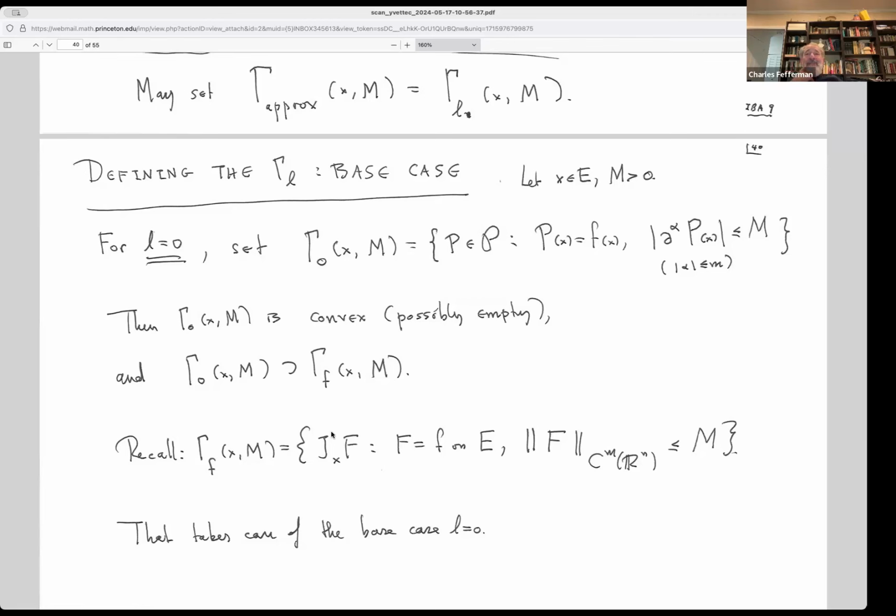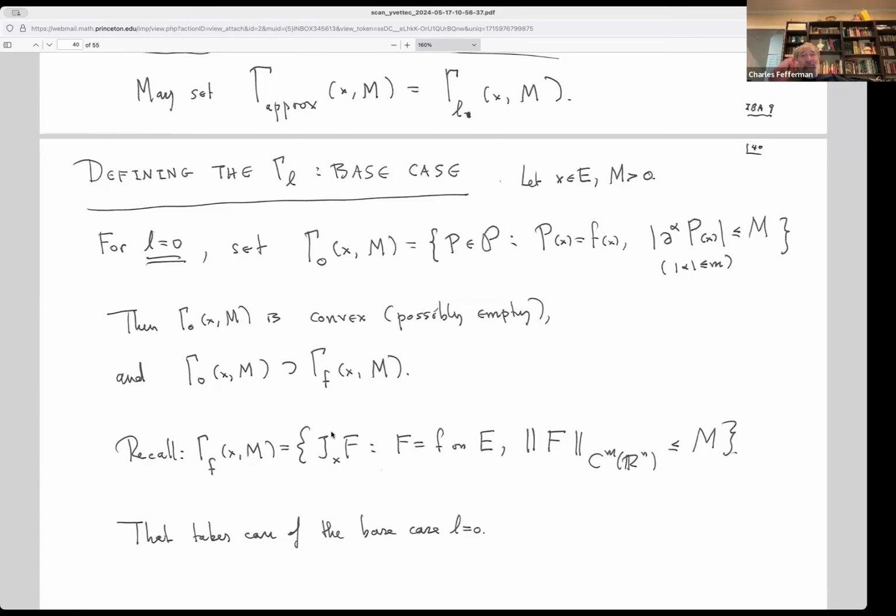So it's possibly empty, but it's convex. Obviously, it's defined by linear constraints. And notice that it contains, I'm sorry, gamma 0 contains gamma f of xm. Gamma 0 of xm represents what you can say about the jet of an interpolant by looking only at the point x and at no other points.